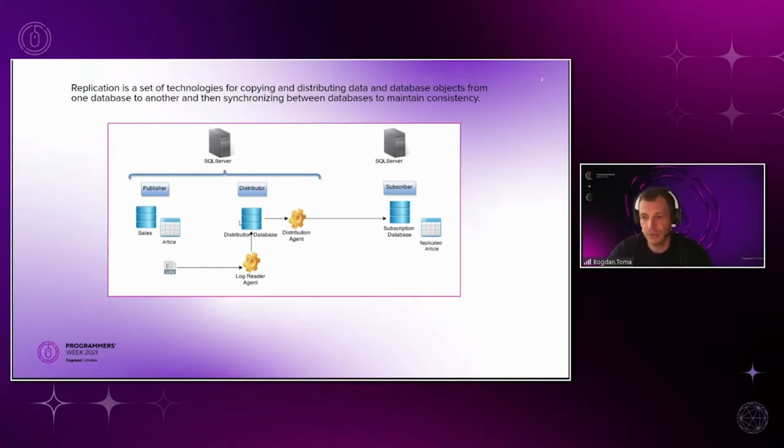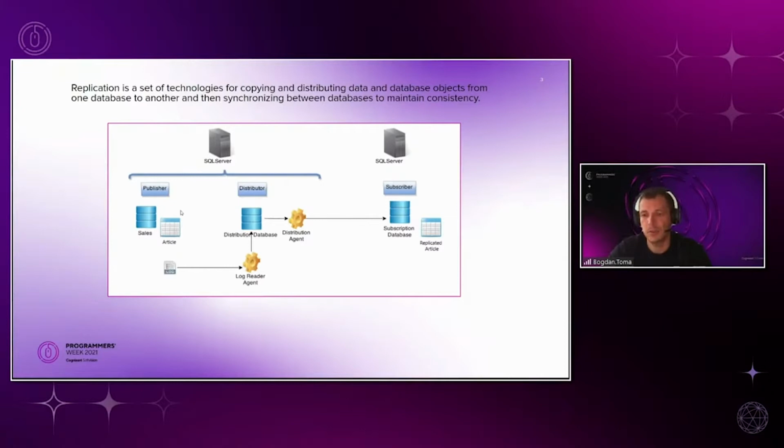The role of the distributor, or the distribution database, is to match the publisher to the subscriber. In this diagram, we have a publisher and a subscriber, but we can have different architectures where we have multiple publishers and multiple subscribers. Multiple publishers can go to a single subscriber, or a single publisher can go to multiple subscribers. The distribution database's role is to make that connection. We can see also here the distribution agent. The role of the distribution agent is to replicate the data onto the subscriber.